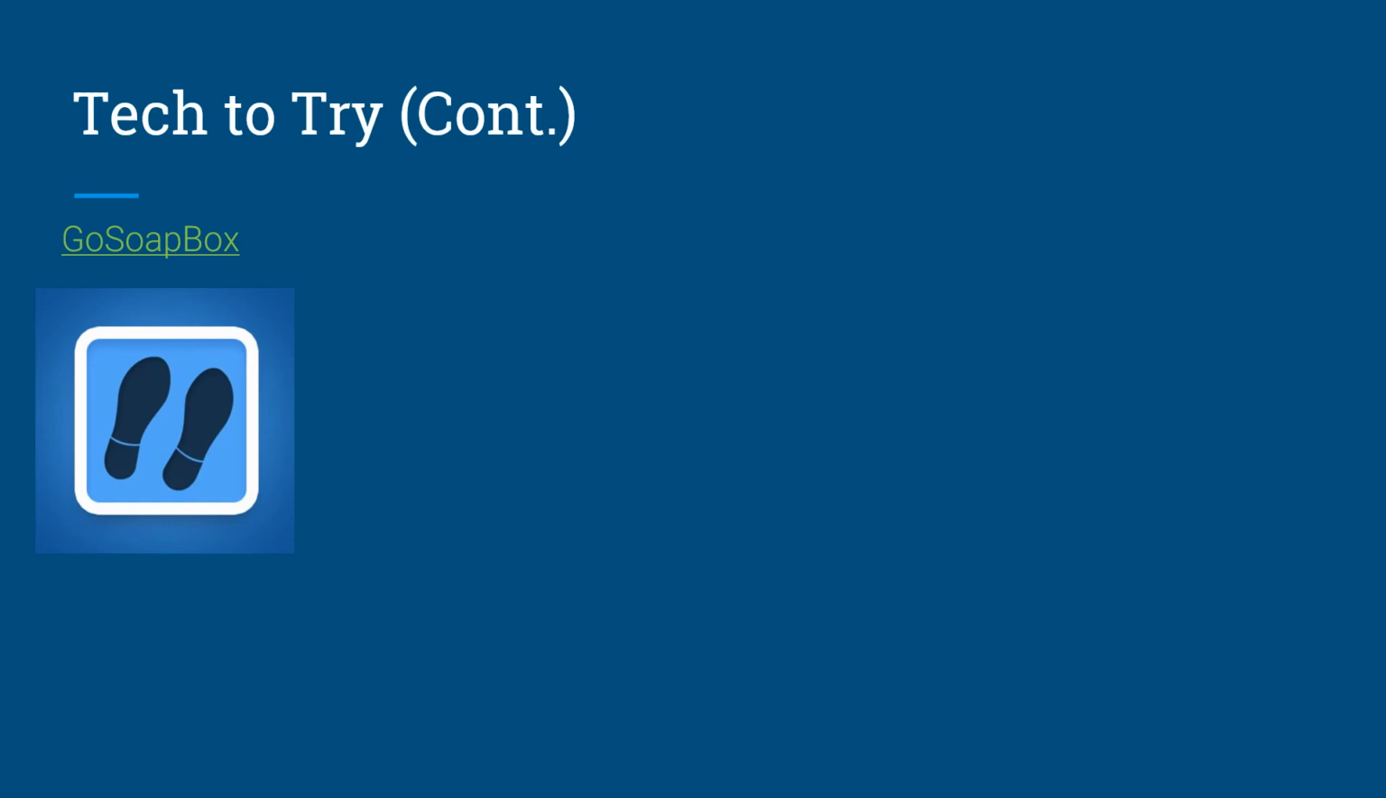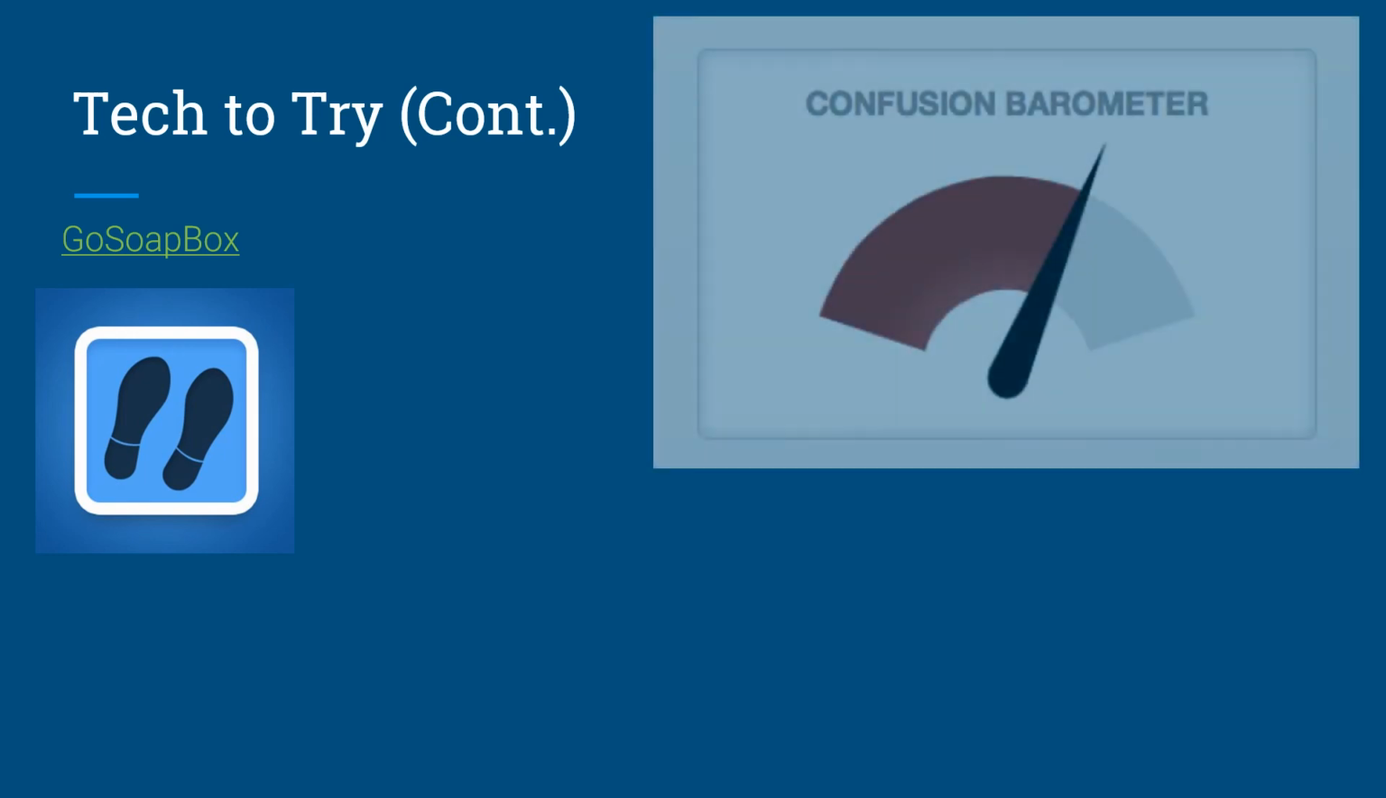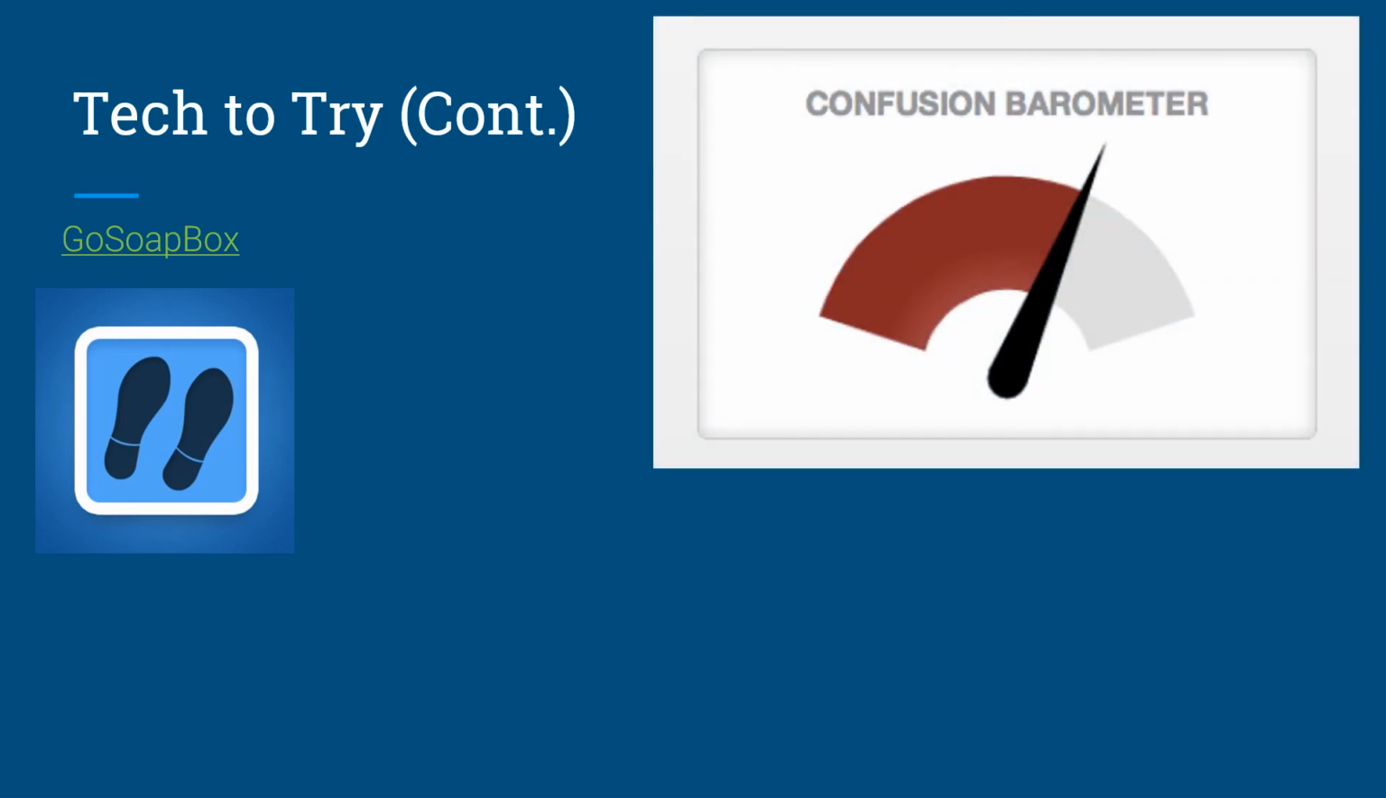Some of the things that are unique to Go Soapbox when compared to other formative assessment apps are the Confusion Barometer and Social Q&A. The Confusion Barometer allows students to show the teacher whether or not they get it and to what extent they understand or are confused.